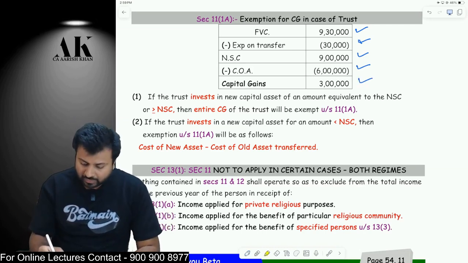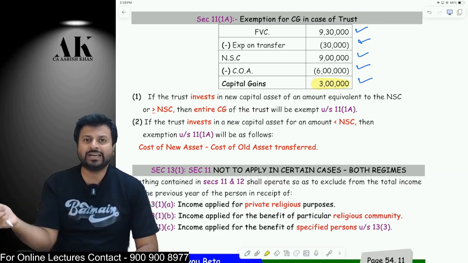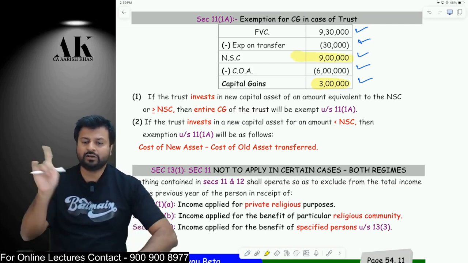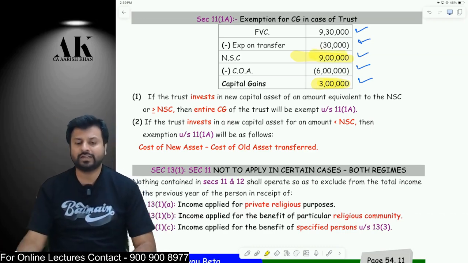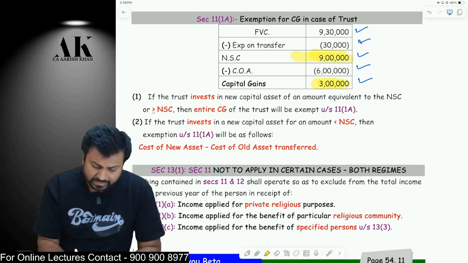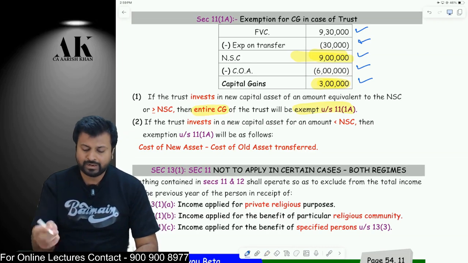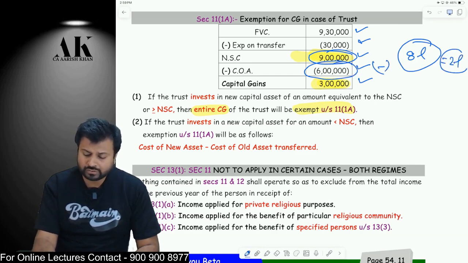Now, if the trust wants to save the 3 lakh rupees of capital gains, then the trust should buy another capital asset with the net consideration, not with 3 lakh rupees. Therefore, to save 3 lakhs, the trust has to invest the net consideration. If the trust invests the entire net consideration, then the full 3 lakh of capital gains will be exempt. But if the trust does not invest the entire net consideration, and only invests 8 lakh rupees, then the exemption will be restricted to the cost of new asset minus the cost of old asset, which will come to how much? Which will come to 2 lakh rupees.